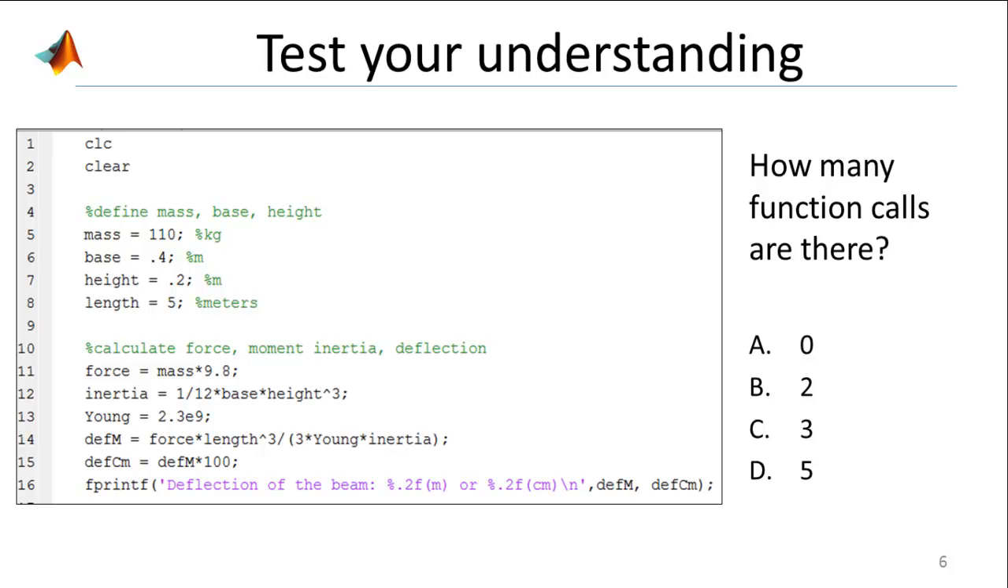How about this one? There's only 3 function calls right here. CLC, clear, and at the very bottom, fprintf.